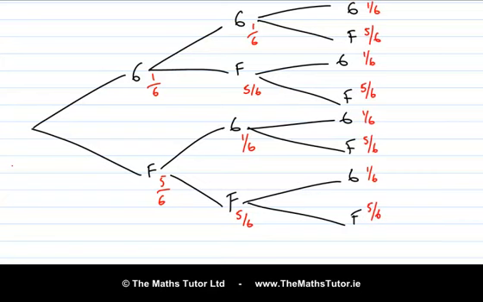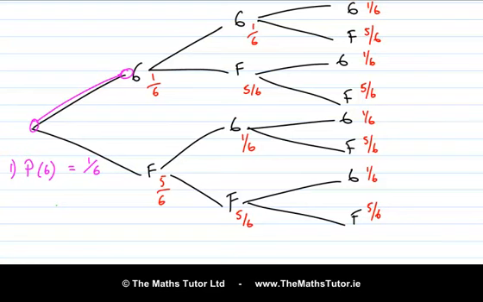So we were asked, what's the probability of success on the first roll? That's the same as saying, what's the probability of getting a 6 straight away? So that would be going down this branch of the tree. So the probability is 1 over 6.